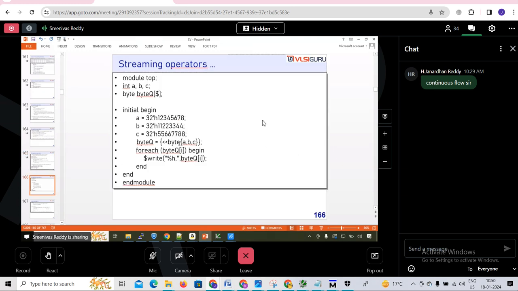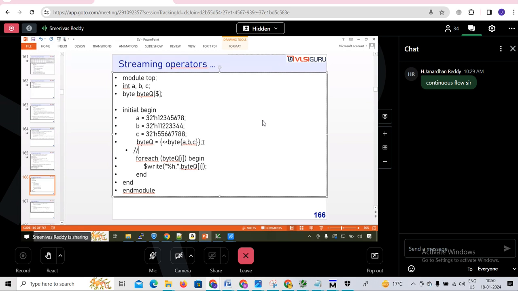When you concatenate ABC, you get a big vector. Each vector is 32, 32, 32. So what is the concatenation size in total? 96 bits. Now tell me, after this, what is at the front of the queue? What byte? You are doing byte-level streaming, right? Which byte will be at the front of the queue? You have the numbers 1, 2, 3, 4, 5, 6, 7, 8.